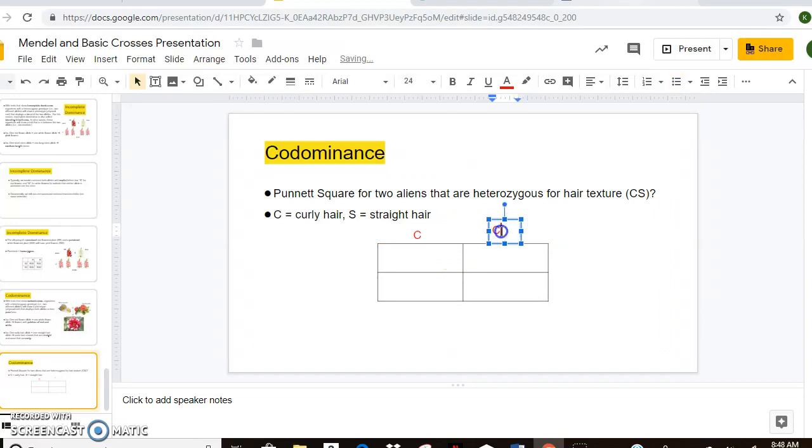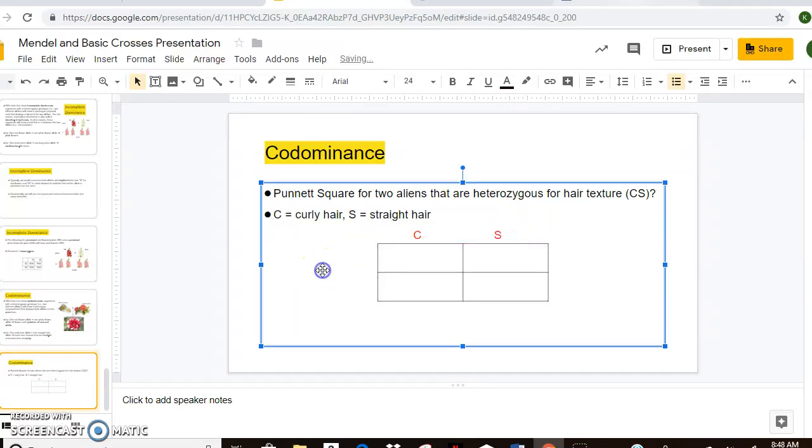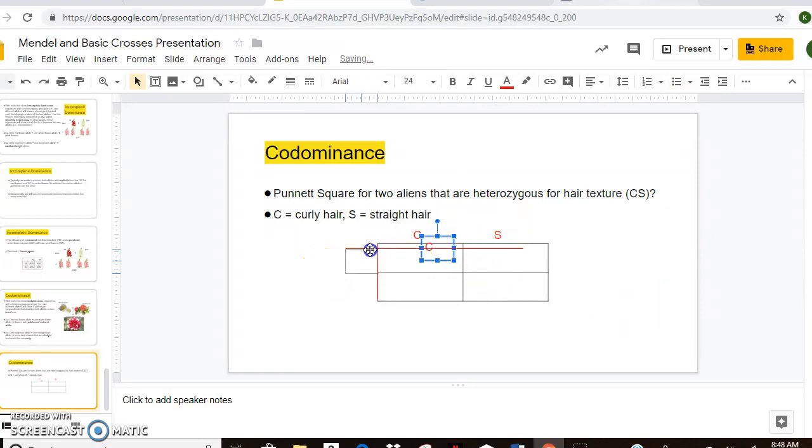Okay, so we have our first parent's genotype, CS, on the top. And our second parent's genotype is the same. So CS on the left side.